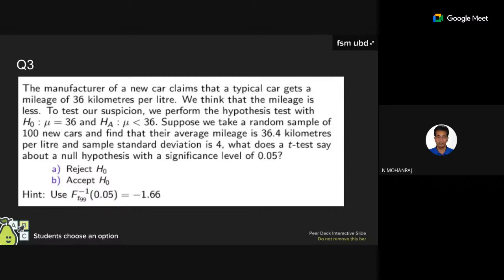But that is two-sided, no? This is only one-sided. So whatever may be the case, no? I'm just saying for an example. Only on one side. You will never reject on the other side.